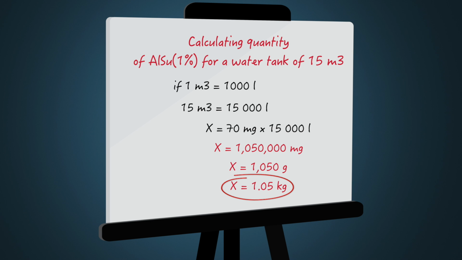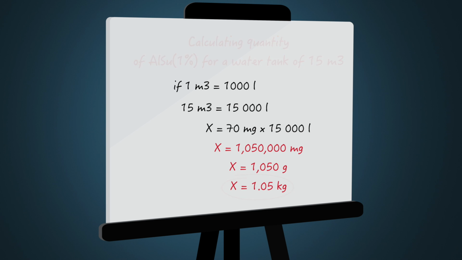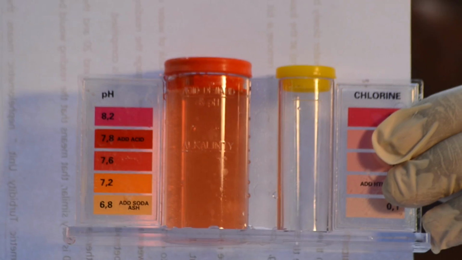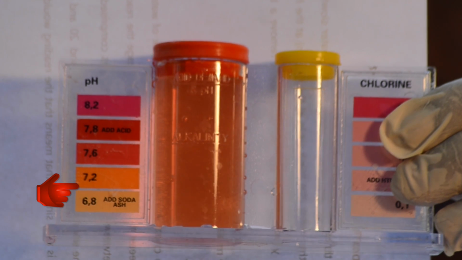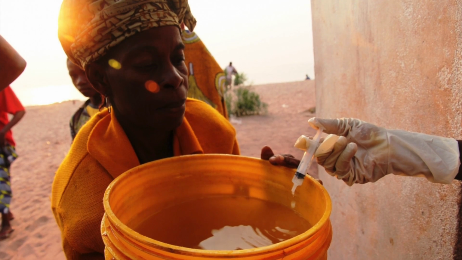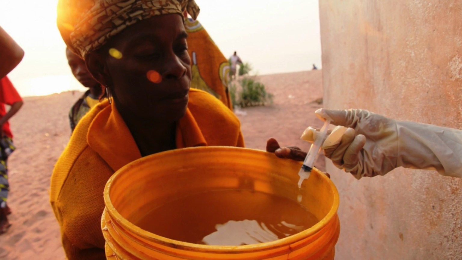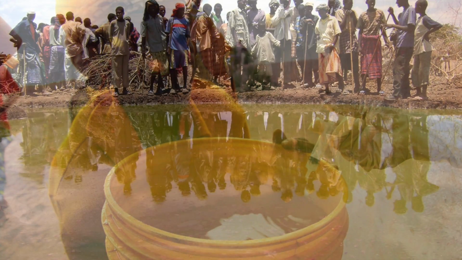We now have the amount of aluminium sulfate needed to reduce the turbidity of our 15 cubic metre tank. However, to ensure the effectiveness of the process, the pH of the water should be between 6 to 7, which is the pH we are looking for water consumption. We will then need to conduct a pH test with our water sample.